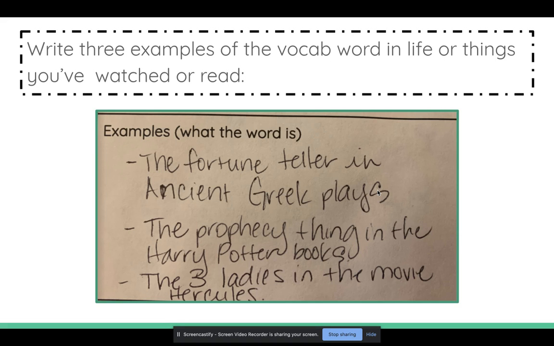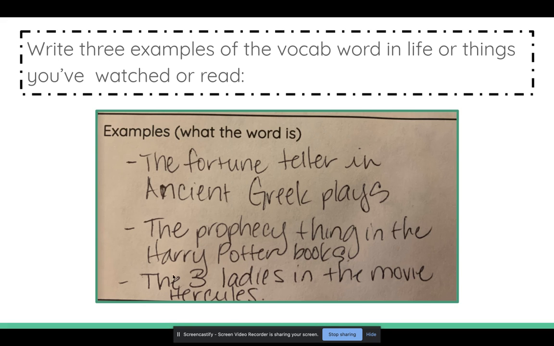So I want you to think about what the vocab word means and think about examples of that vocab word that you've either watched or read or that you've lived through. So here are my examples of things that reminded me of the word foretell. I think about the fortune teller that's in almost every ancient Greek play. I think of that prophecy in the Harry Potter books where Harry Potter goes to the Ministry of Magic and gets that prophecy that says that he's going to kill Lord Voldemort.